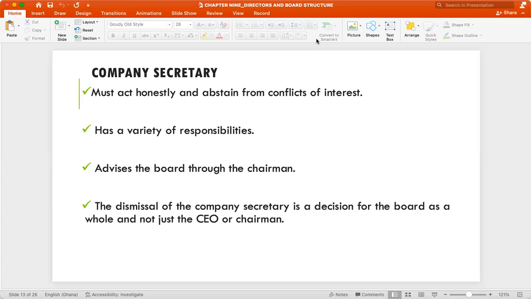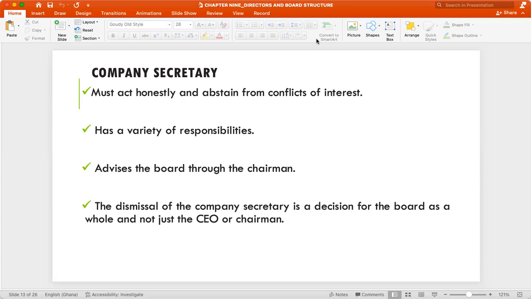Okay. So the company secretary must act honestly and abstain from conflict of interest in carrying out his or her duties. I said even law firms can be employed as company secretaries. They must avoid conflict of interest. They have a variety of responsibilities. Some include the minutes and the agenda for meetings, but largely it also has some legal duties. They have legal duties to perform. The company secretary advises the board through the chairman.